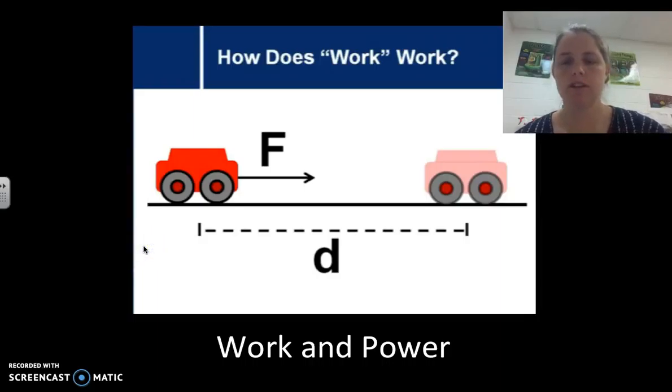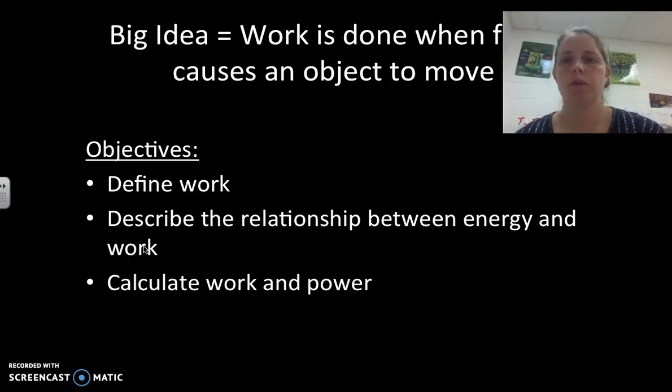All right, we are going to talk about work and power. So work is done when force causes an object to move. That's basically what we're trying to understand when we talk about work. By the end of this, you should be able to define work and describe the relationship between energy and work, as well as calculate work and power.